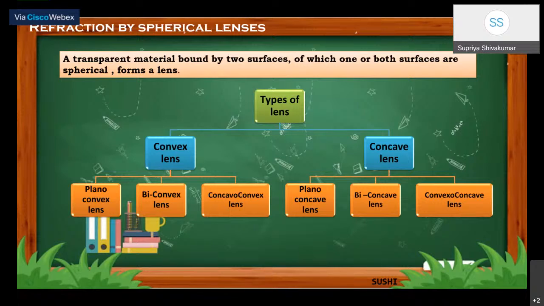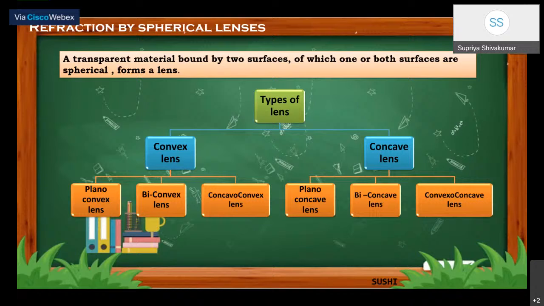Types of lens: on the left side you have a convex lens, on the right hand side you have a concave lens. Convex lens can be further divided into types: plano convex lens, biconvex lens, which can be called double convex lens, or simply convex lens, and the next one is concavo-convex lens. The same you can see on the right hand side for concave lens, which is planar concave lens, biconcave lens, or double concave lens, or simply it can be termed concave lens. And the third type is convexo-concave lens. Now let us go into detail about each type.